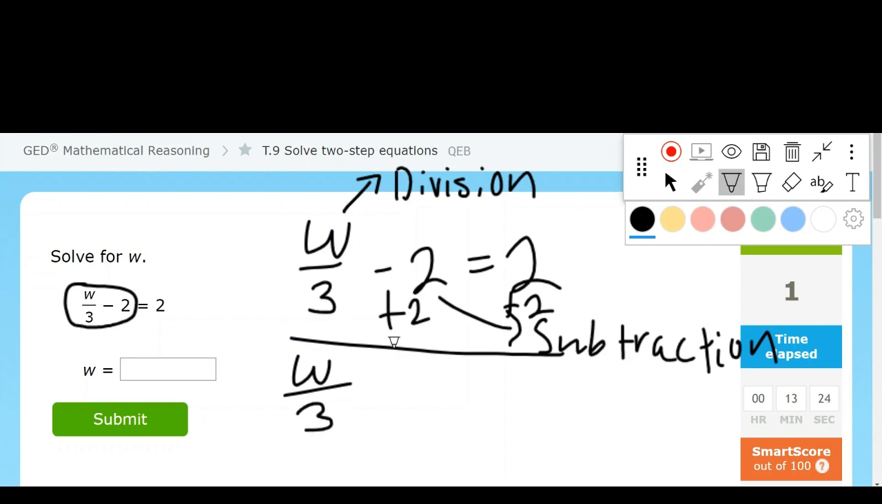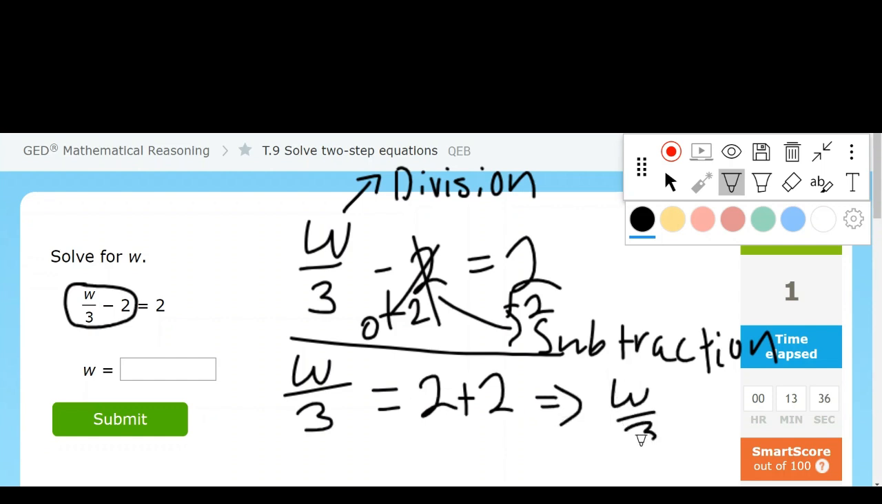W over 3. And you'll notice that subtracting 2 and adding 2 results in 0. 2 plus 2 gives me 4. W over 3 equals 4. Now we just have W divided by 3 equals 4.